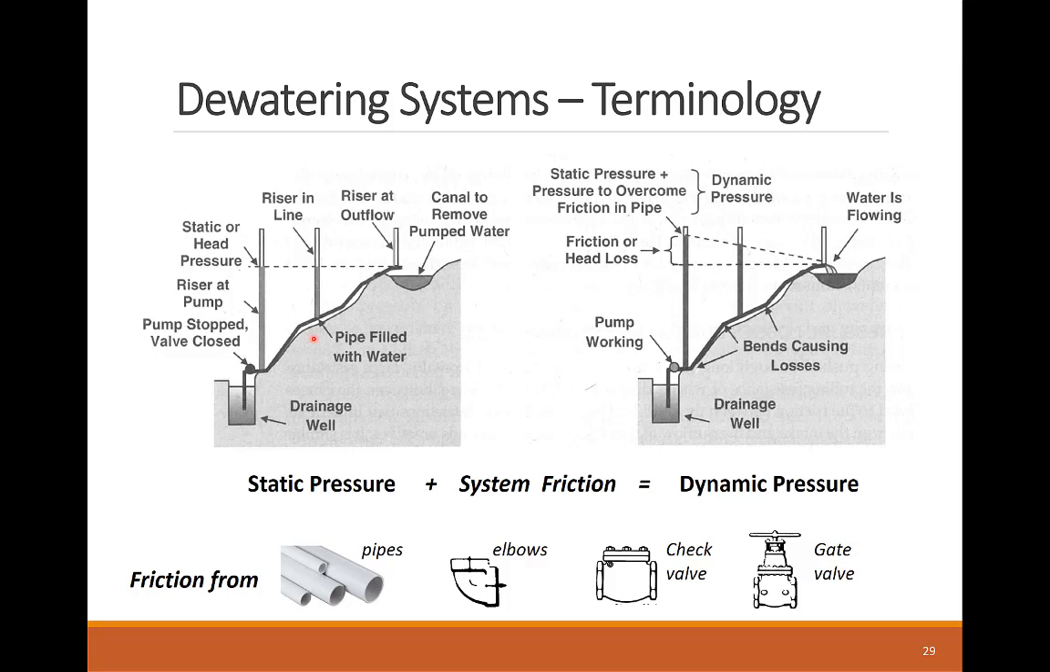But why? The answer is in friction. The water flowing through the pipes and fixtures and the valves experiences friction that wastes some of the pumping power. This means that the pump should be sized to account for both the total static head and the friction experienced in the system, which we can call the dynamic pressure.